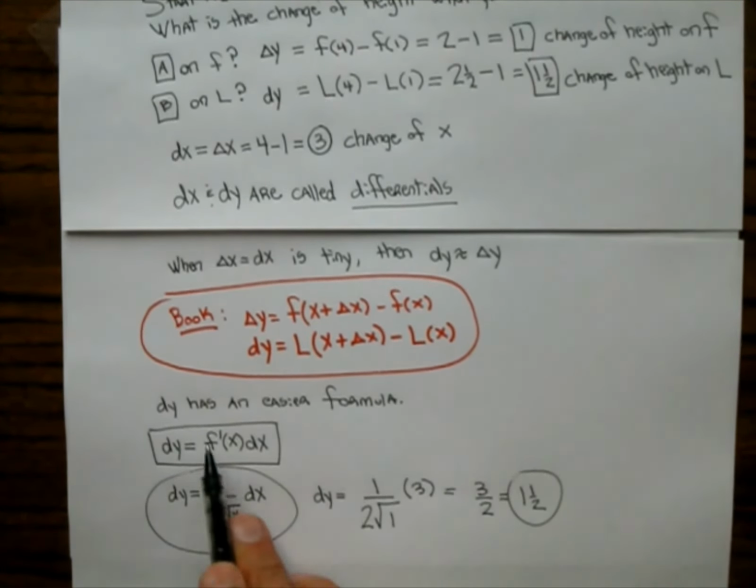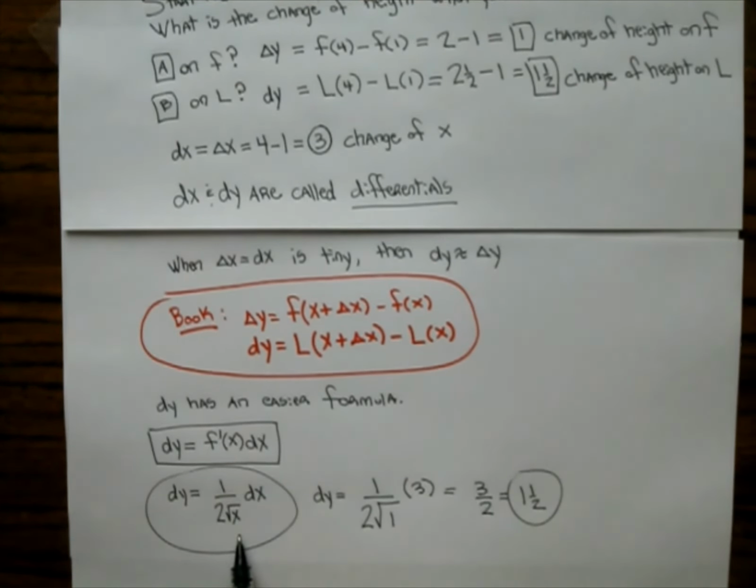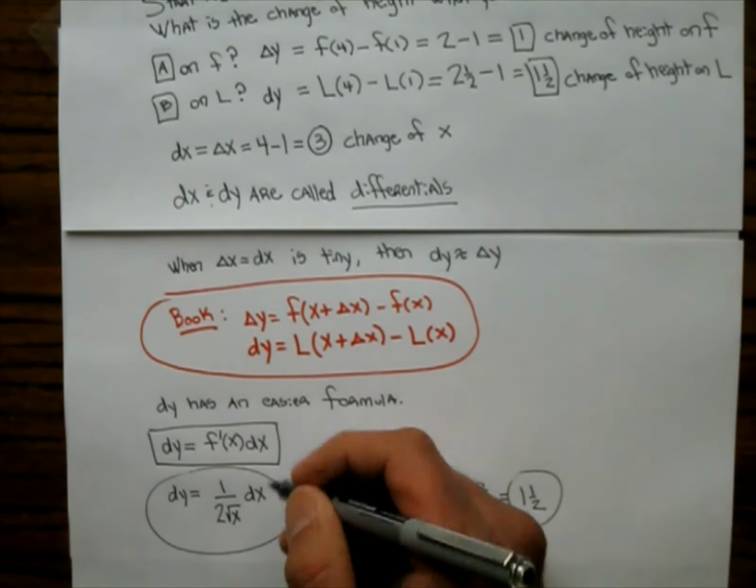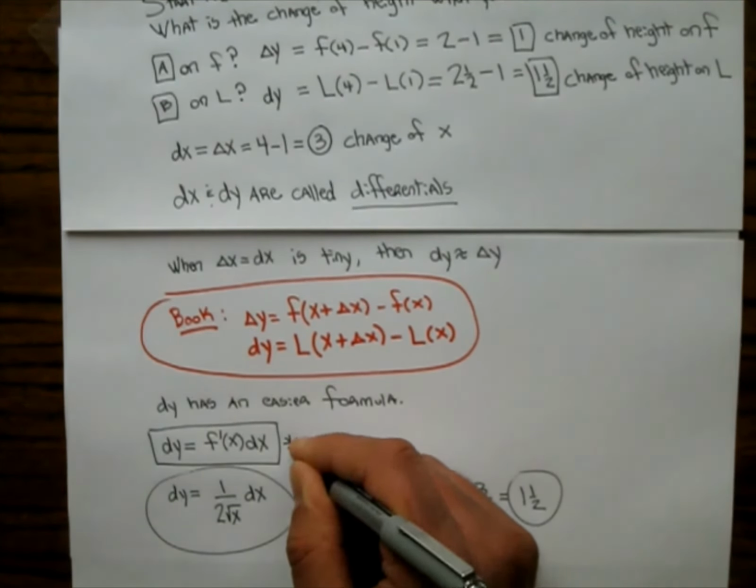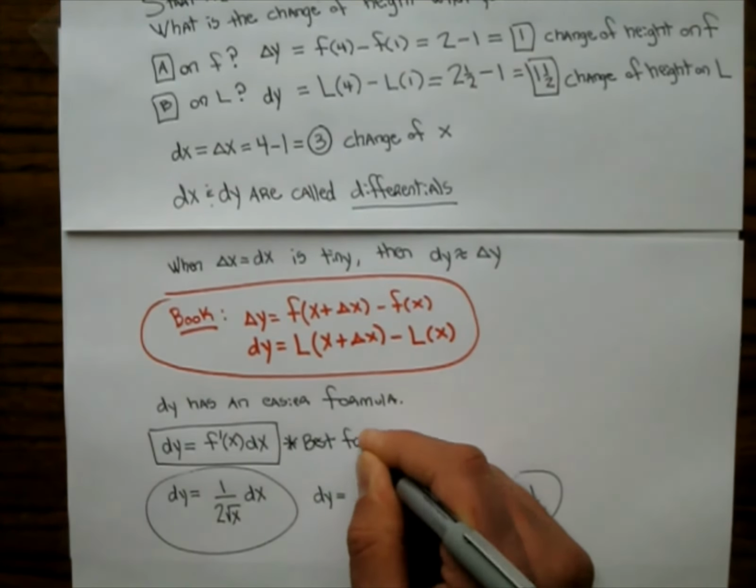And why is the easier formula sweeter? Because they might go ahead and ask you to find the change of y, dy, at other points that are far away from 1, and this will allow you to do that. Okay, so that's why this formula is the best formula.